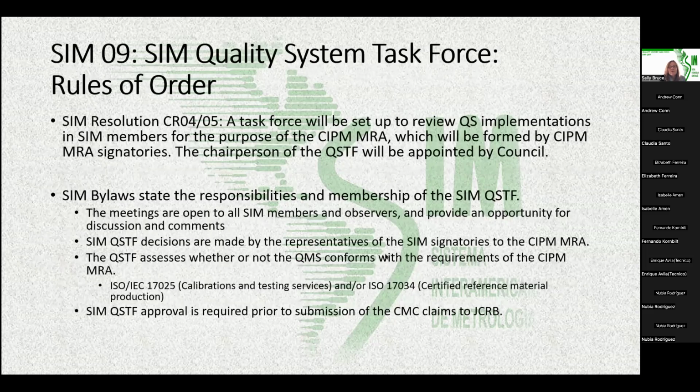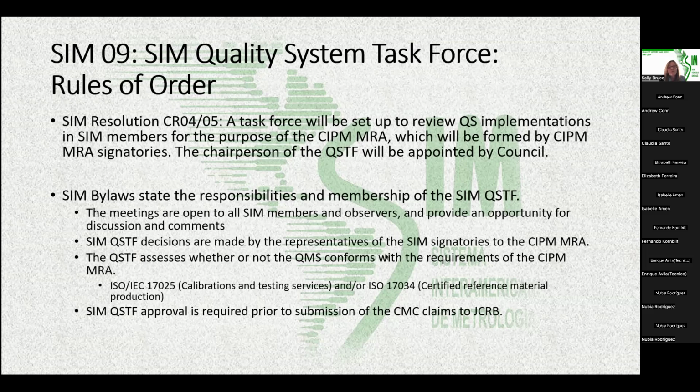So within the SIM 09, the sections regarding the rules of order for the Quality System Task Force of SIM. There was a SIM resolution back in 2005 regarding the task force being set up to review the quality system implementations in SIM members for the purpose of the CIPM-MRA, which will be formed by the CIPM-MRA signatories, and the chairperson of the QSTF is appointed by the Council of SIM.